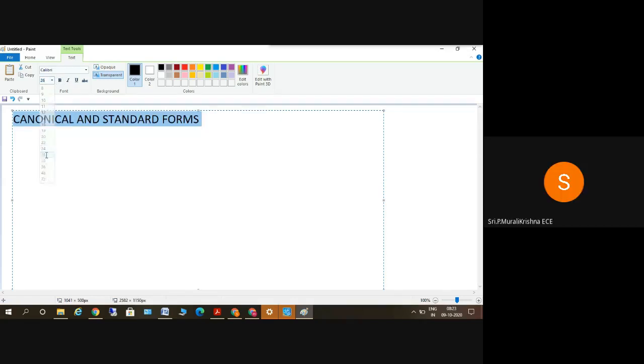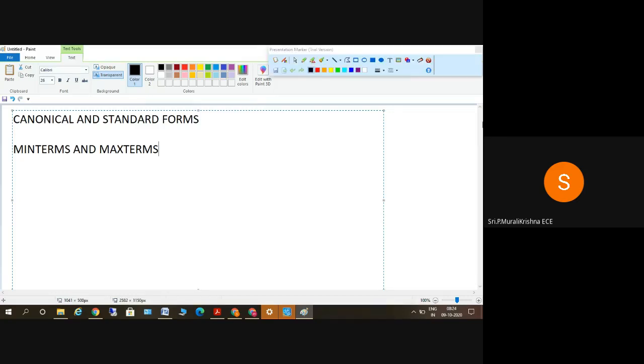So the canonical forms and the standard forms. I'll let you know what these are. Before that, we have to see the meaning of minterms and maxterms. We'll use these terms in the coming classes, and they are very important. You have to know what a minterm is and what a maxterm is, and you have to identify and write the minterms and maxterms of a truth table.